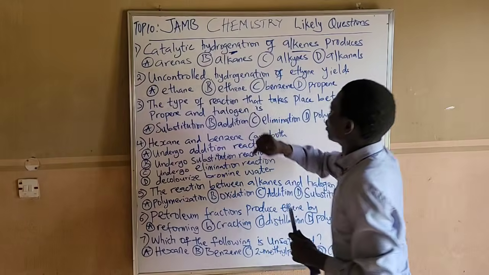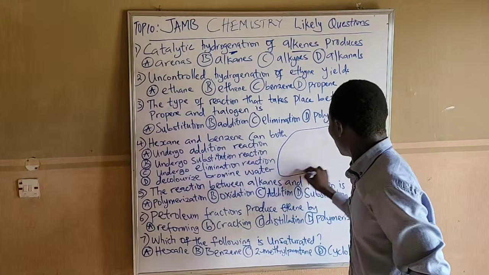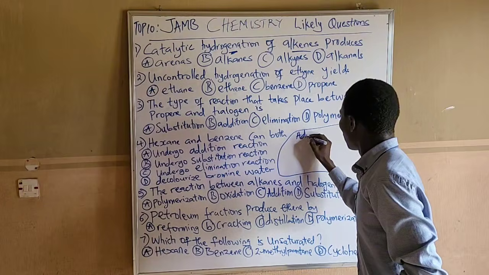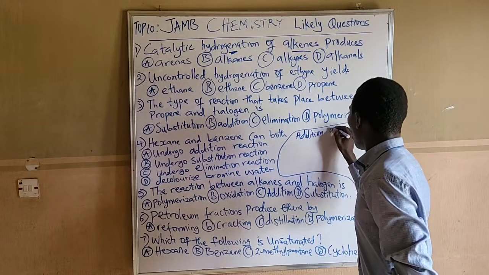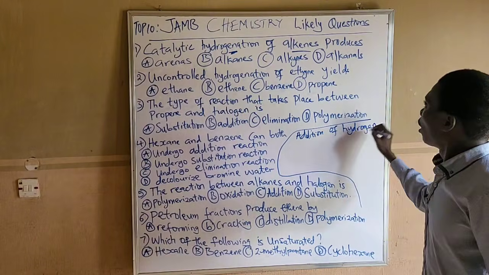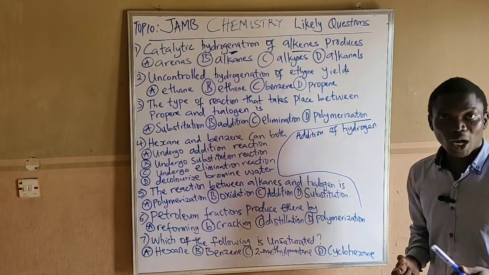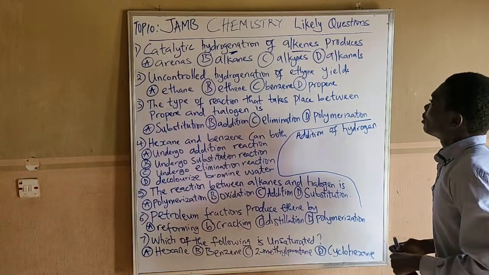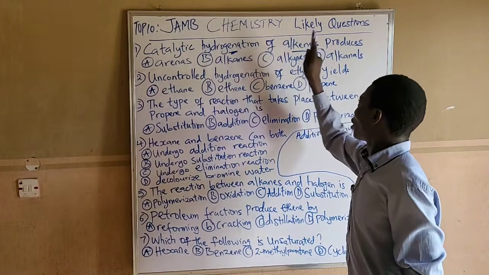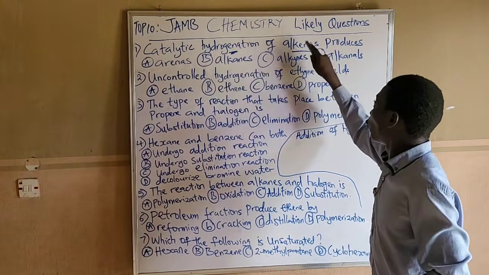Now, what is hydrogenation and what are alkenes? Hydrogenation means addition of hydrogen. Alkenes, of course, you know, are the ones that have a double bond. For us to answer this question properly, we are adding hydrogen to what? To alkenes. Hydrogenation of alkenes is adding hydrogen to alkenes.